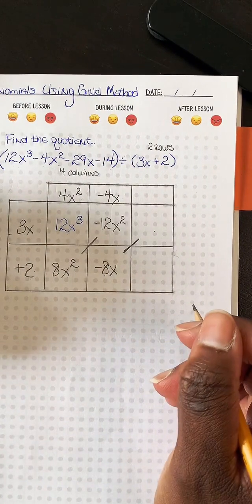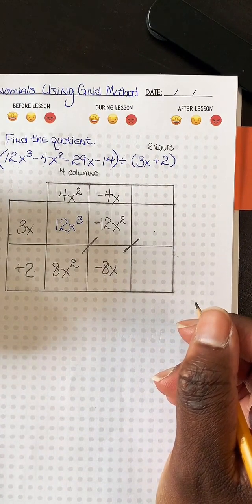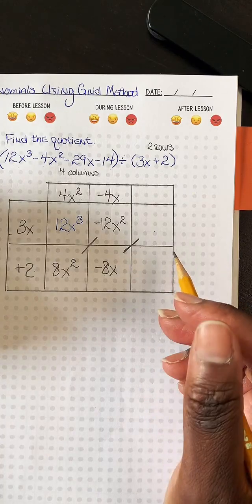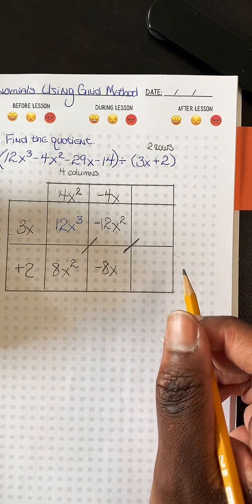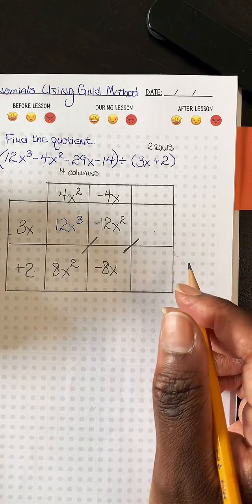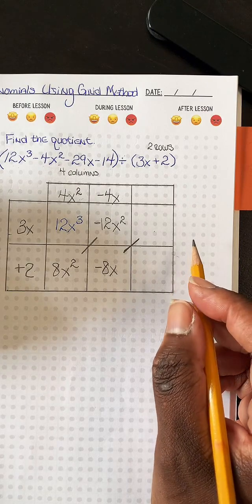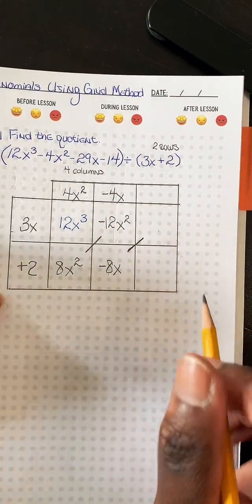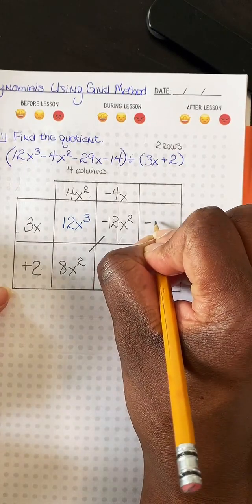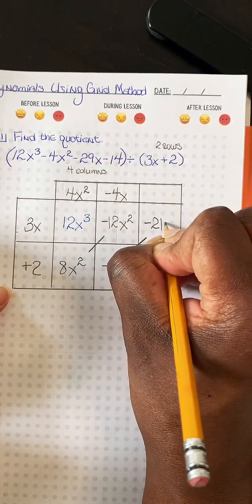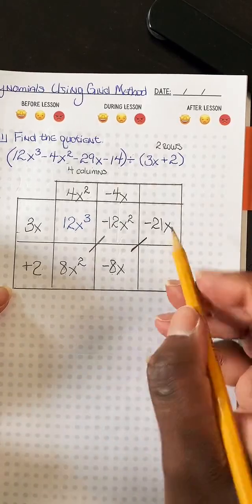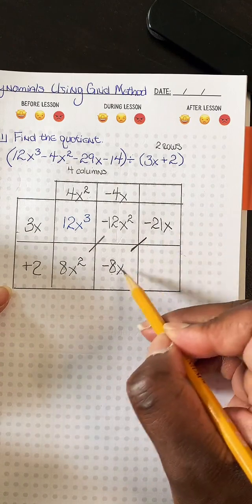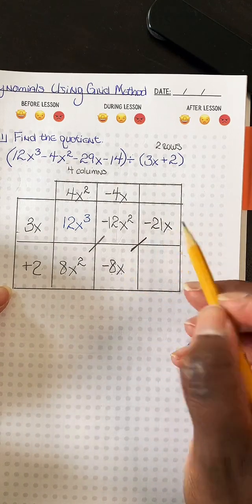Okay, negative 21. Negative 21x. Awesome. So we're putting our negative 21x, as y'all said, because in order for us to combine those two, they have to be the same terms. They have to have the same variables, same degree.